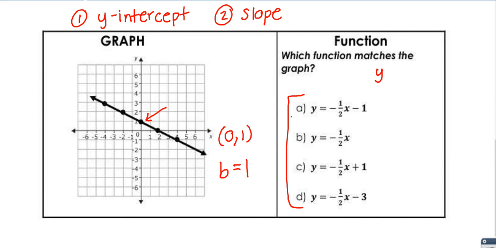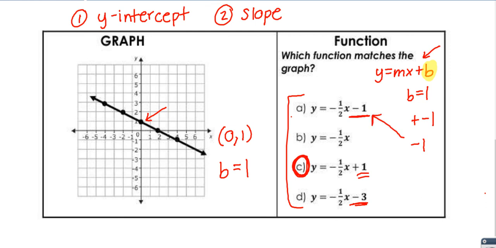So looking at your answer choices to figure out which equation meets this graph, we're going to be looking to see if that last spot, that b, is a 1. So in these examples, which one has b as a 1? It would be letter C. Okay. Keep in mind if your graph was down on -1, -1 would be the option, or -3 is an option. I know in our formula we write plus, but if we were to write plus -1, that's the same thing as just -1. So I just wanted to point that out to you guys.